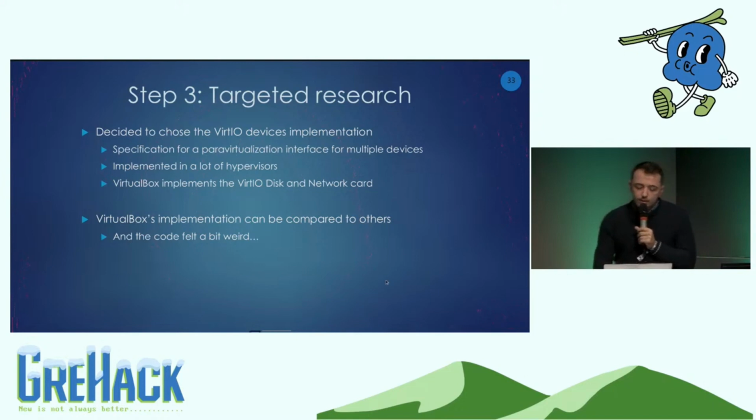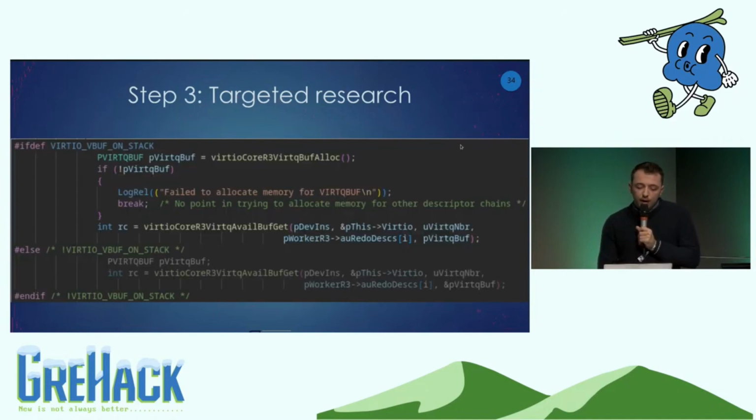And the good thing about this is that you can compare the implementation between the hypervisors. So, for example, you can compare the code with the QEMU-KVM one and maybe find something weird. And the VirtualBox code actually felt a bit weird. Everywhere in the Virtio core code, there was this macro definition, vbuf on stack, and if it's enabled, the virtio buffer will be allocated on the stack, and if it's not, it will be allocated on the heap. And I found, okay, this is weird code I've never seen before. I don't know why they do this.